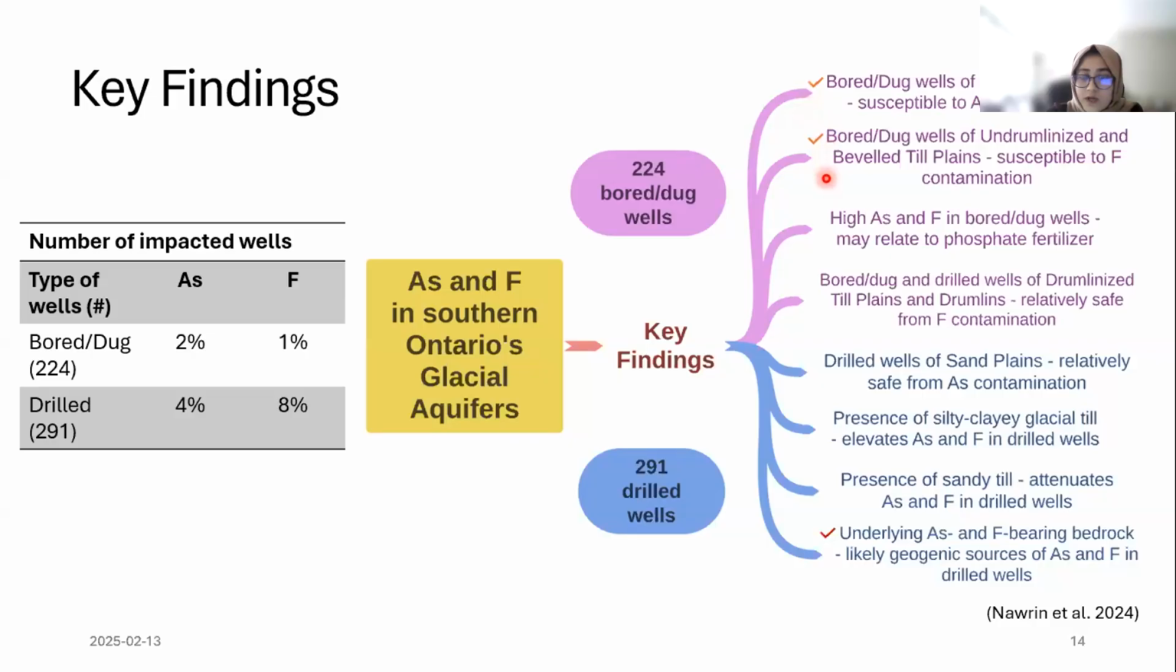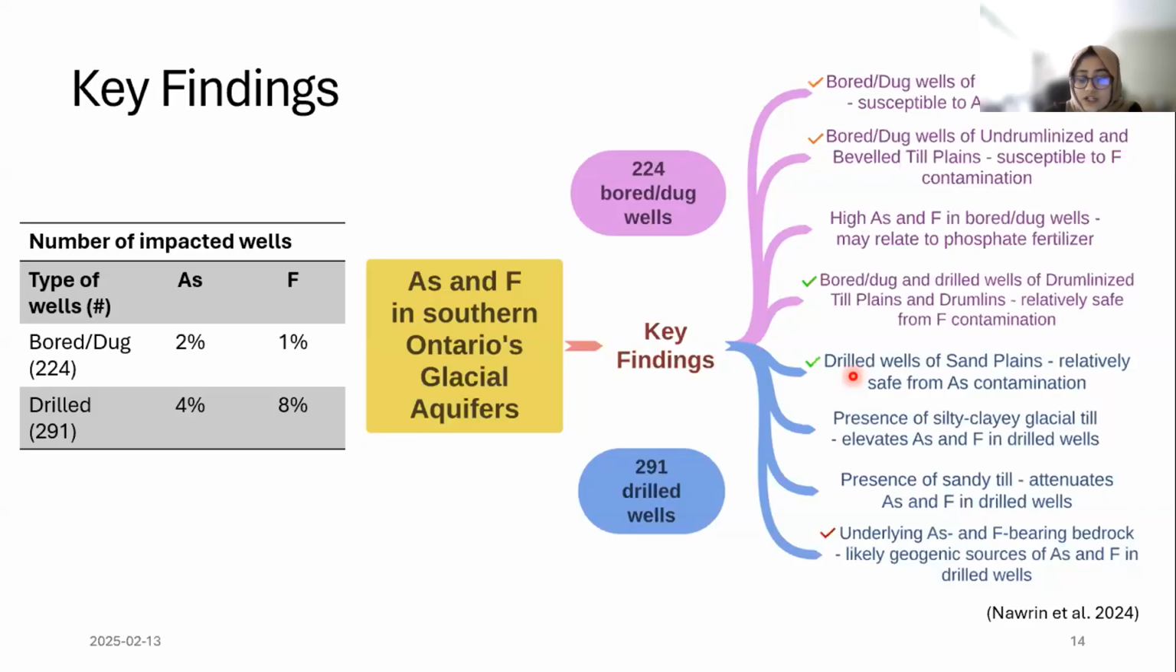Also, bored or dug wells in undrumlinized till plain and Beeville till plain appear to be relatively susceptible to fluoride contamination. Conversely, both bored or dug wells and drilled wells in drumlinized till plain and drumlins, and drilled wells in sand plains, came out comparatively safe in terms of groundwater fluoride and arsenic, as they showed negative correlation with these constituents.